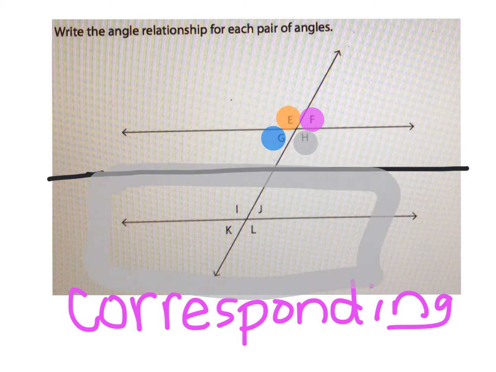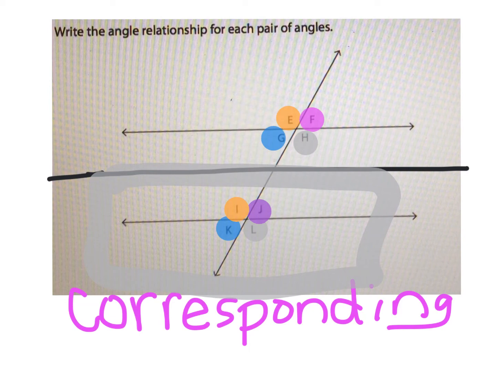And we would have to look at the angles that are in the same corners. So G would be in the same corner as K. H would be in the same corner as L. And F and J would be in the same corner. And E and I would be in the same corners. So the colors that match up here, E and I, F and J, H and L, and G and K, are called corresponding angles. They have exactly the same measure.